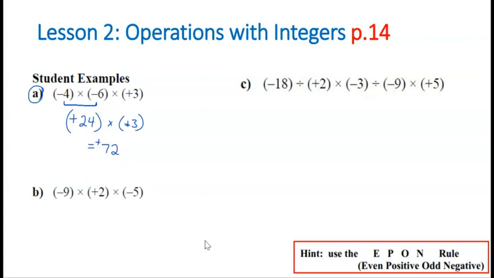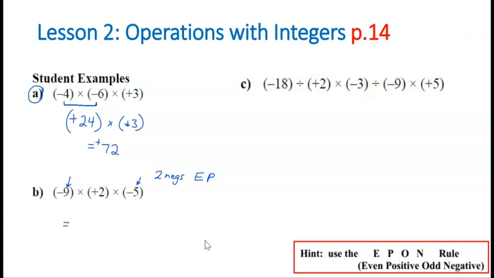For B, I could work the chain the same, or I can use EPON. How many negatives do I have? I have two of them. I've got a negative 9 and a negative 5. So I have two negatives. So I have an even number. So my answer is going to be positive.